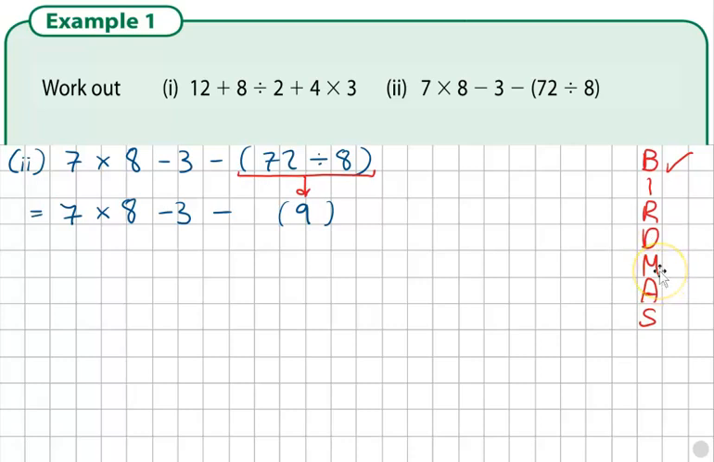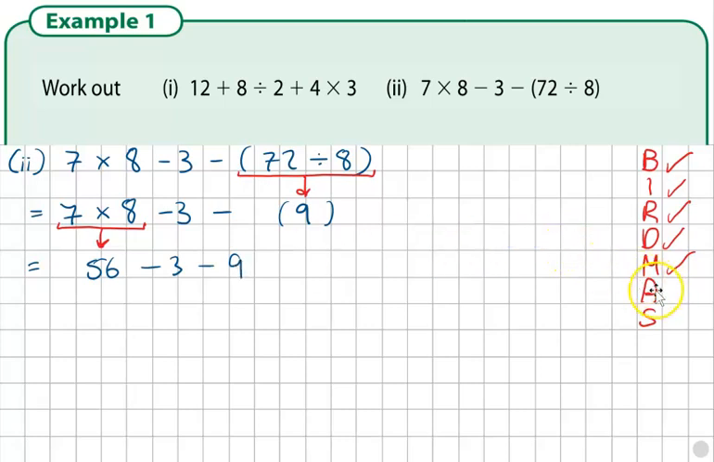And the M stands for multiply. We do have multiplication, so we're going to work out 7 × 8. And 7 × 8 is 56. And notice now I've ticked off the M because I've used it. So then we're going to just bring everything else down. So bring down the − 3 and then the − 9.